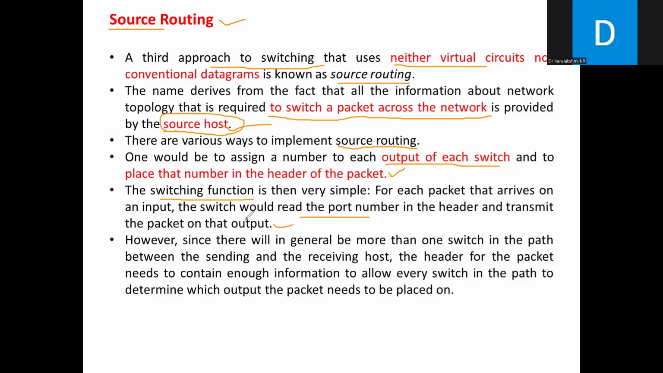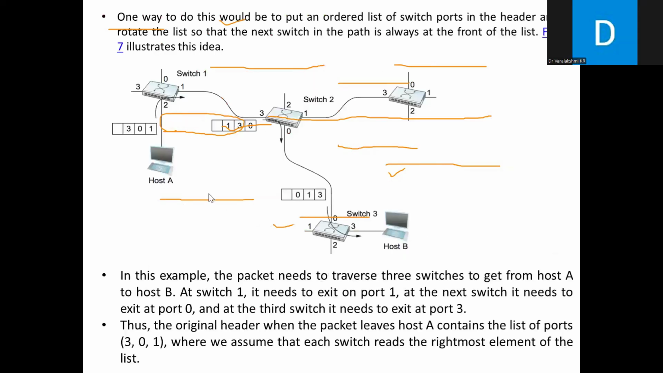If we have a larger number of switches between the sending and the receiving host, how will this be implemented? Here the header of the packet needs to contain enough information. For one switch, one port number will be stored in the header. If there are 3 switches, the information for all 3 switches should be stored, because it has to determine which output the packet needs to be placed on. So let's see how this works if my circuit consists of more than one switch.